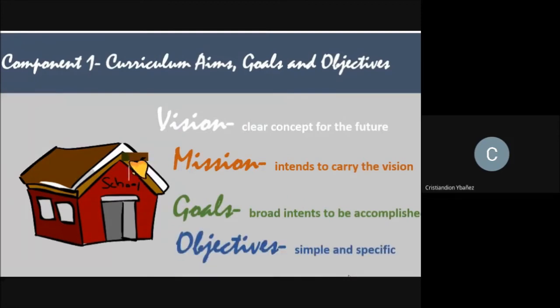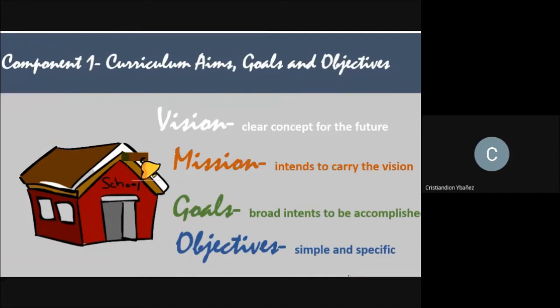When we say vision, it is a clear concept of what the institution would like to become in the future. It provides the focal point or unifying element according to which the school staff, faculty, students perform either individually or collectively. It is the guiding post around which all educational efforts, including curricula, should be directed. The school's vision can be very ambitious, but that is a characteristic of a vision.